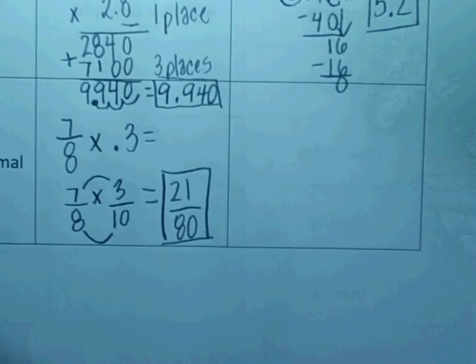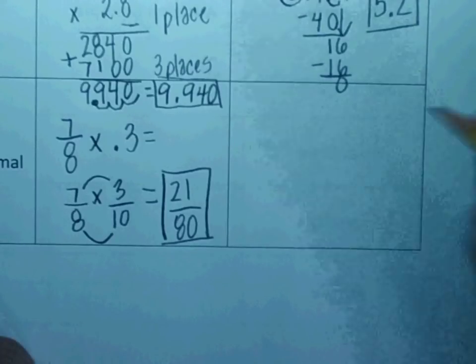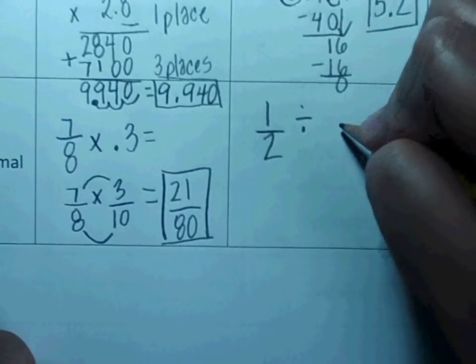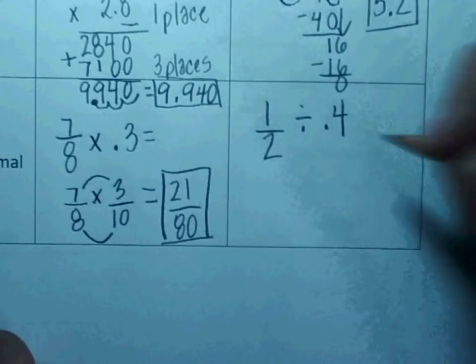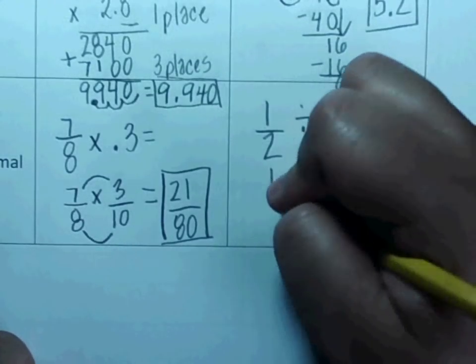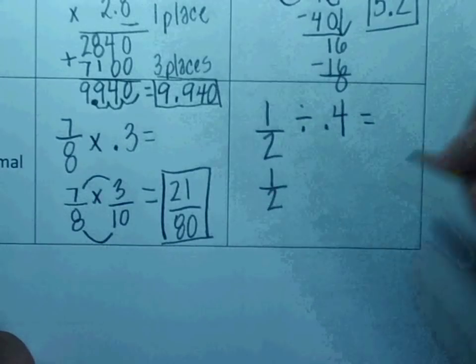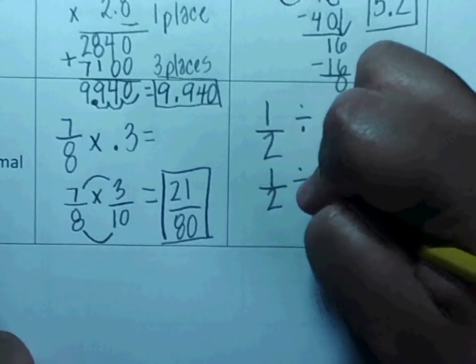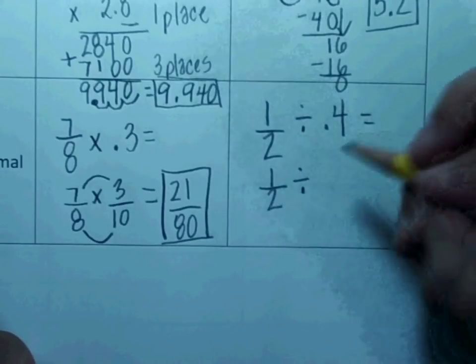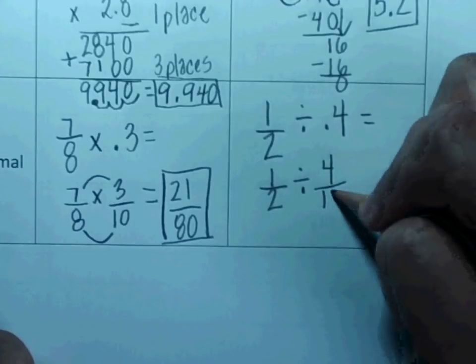On this second column, we're going to be dividing a fraction and a decimal. So we're going to use 1/2 divided by 4/10, or 1/2 divided by 0.4. So once again, we want to change it. So we're going to bring down our 1/2. We're going to bring down our division sign. And then we're going to change our 0.4 or 4/10 to a fraction. Once again, if you say 4 tenths, you will know that it's 4/10.